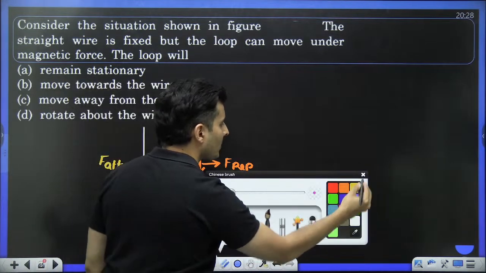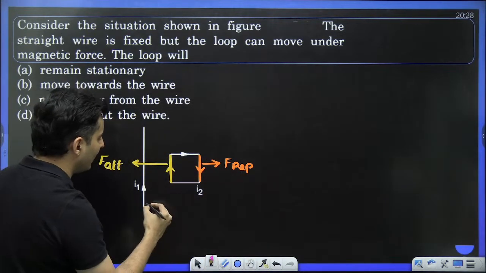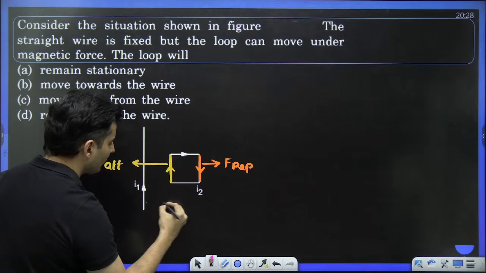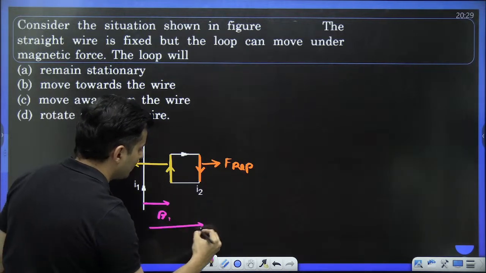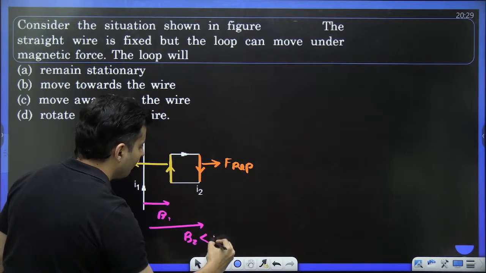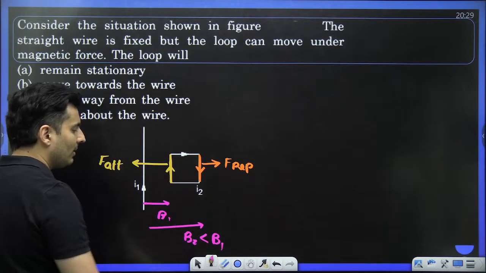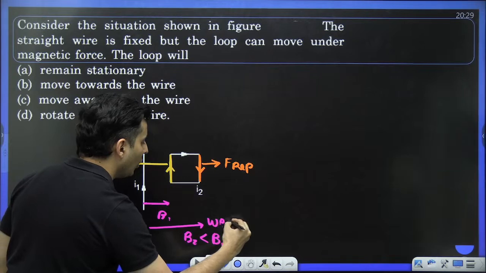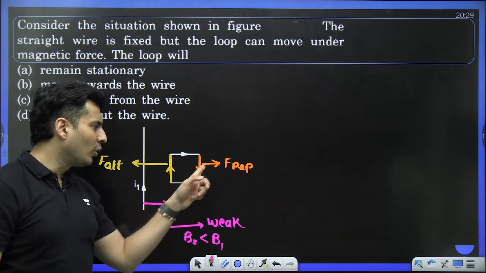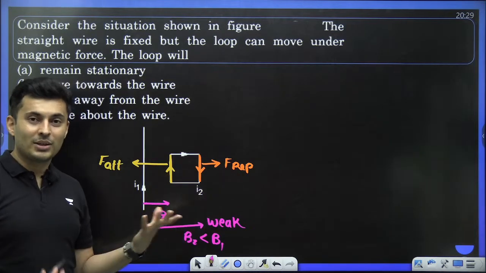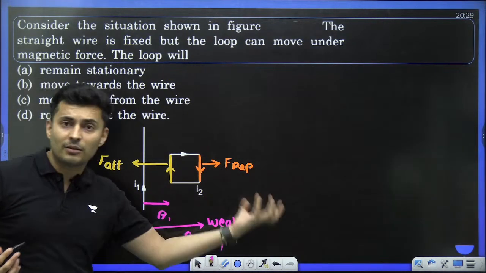Think logically. As you go farther and farther away, won't the field reduce? Here at this distance, whatever B1 you get, and at this distance, whatever B2 you get, will be different. In fact, it will become less. It will become weak over here. If it becomes weak, won't this force also become weak? Because force is ILB. B will become weak, force will become weak.